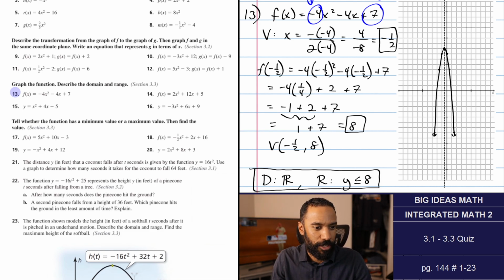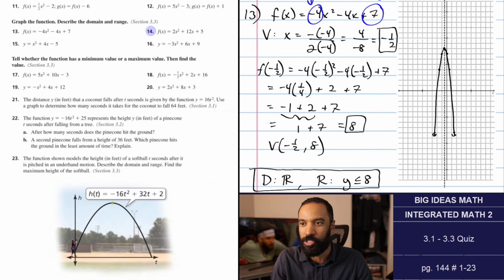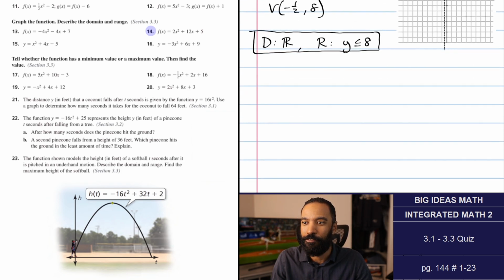I'm trying to look ahead if we have to graph the rest of the way. We might not have to graph the rest of the way unless the word problems necessitate that we solve something, if that makes sense. We might have to solve by graphing. Number 14.